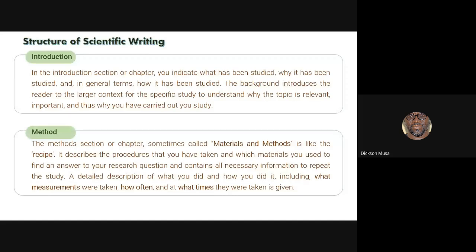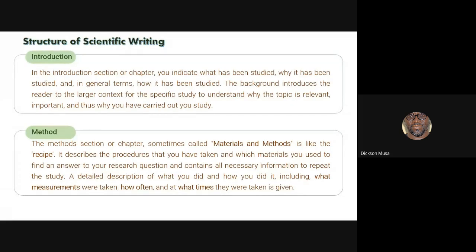So that is how the methodology or the method section is in scientific writing. It describes the procedures that you have taken and which materials you have used to find an answer to your research question, and contains all the necessary information to repeat the study.